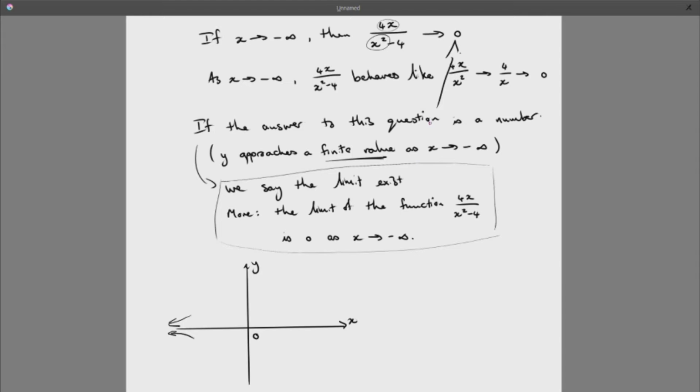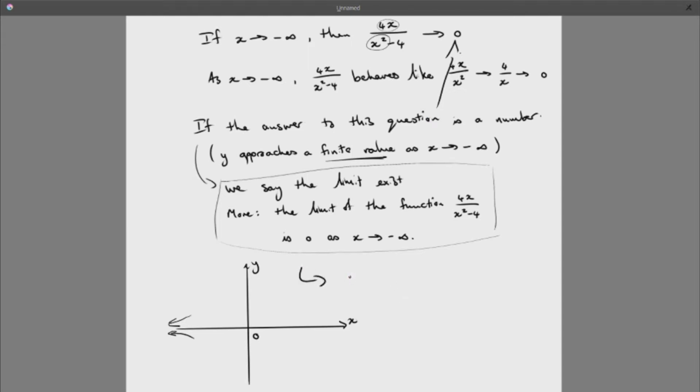So if the graph, if the y values are approaching a specific number, 0 is a number, but it could be other numbers as well, sort of a nice stable behavior. It's getting closer and closer to some number. Then we say the limit exists. We say the limit of the function as x approaches negative infinity or whatever, in this case, is 0. That's still a lot of words, still too many perhaps.